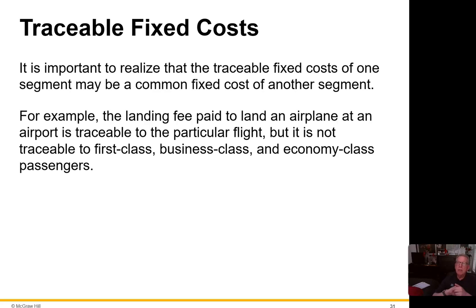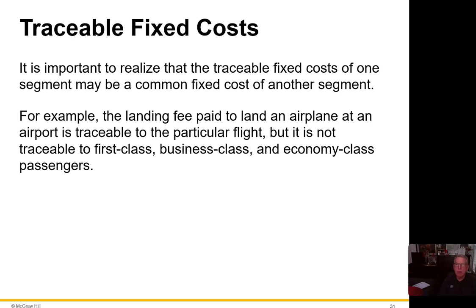All right, it's important to realize that the traceable fixed costs of one segment may be a common fixed cost of another segment. For example, the landing fee paid to land an airplane at an airport is traceable to the particular flight, but it's not traceable to first class, business class, or economy class passengers.